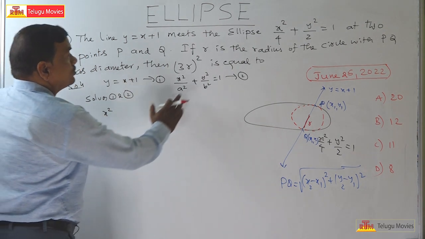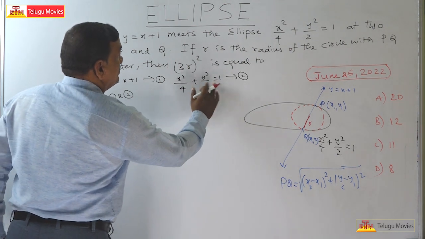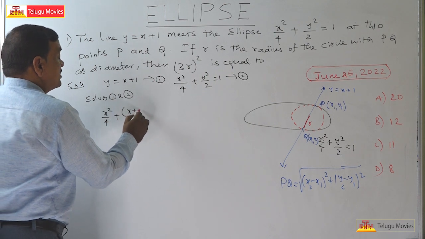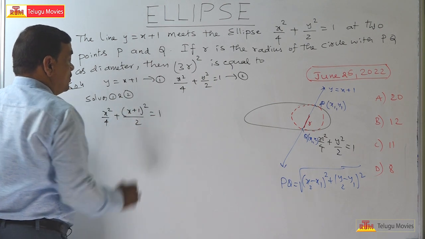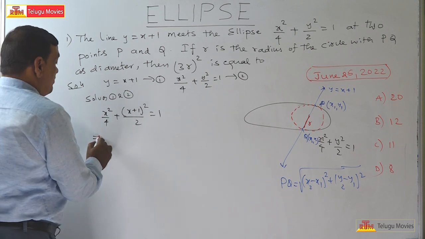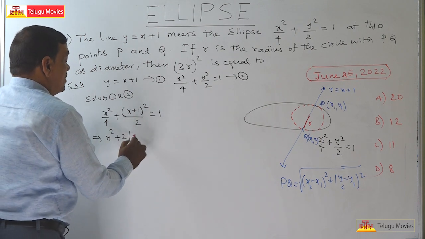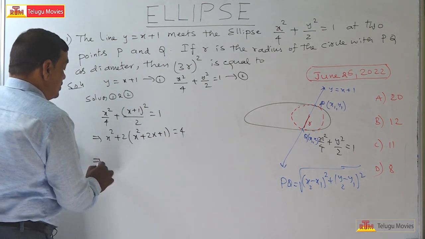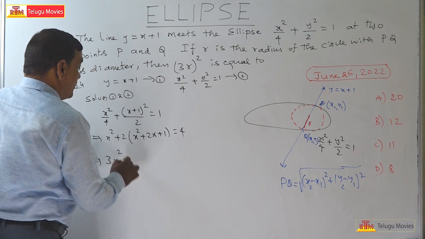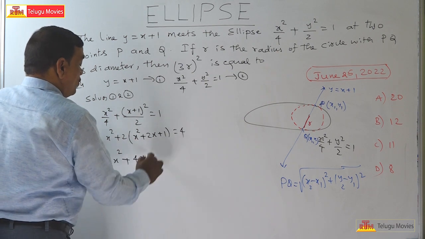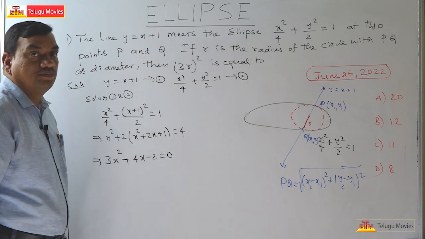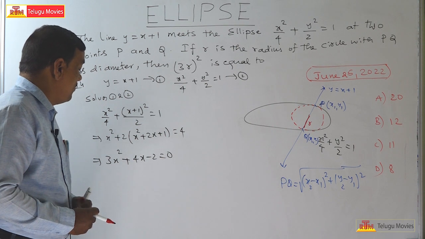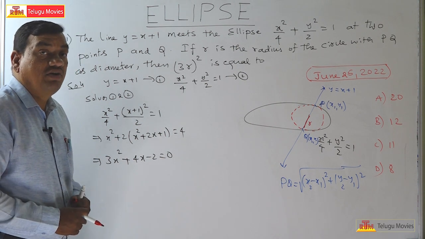So x square by a square means 4, and b square means 2. Now x square by 4 plus your y value, x plus 1 whole square by 2, is equal to 1. So here the LCM is 4: x square plus 2 times x square plus 2x plus 1 is equal to 4. So this is 3x square plus 4x minus 2 is equal to 0. Now this is a quadratic equation in the variable x and it will have 2 roots.